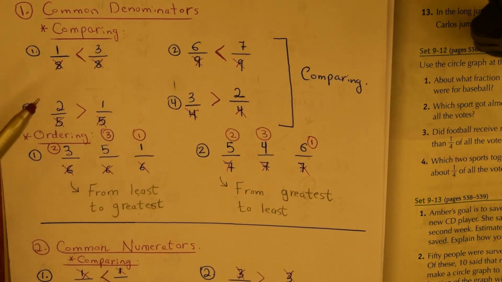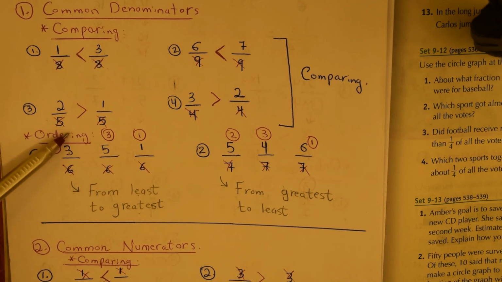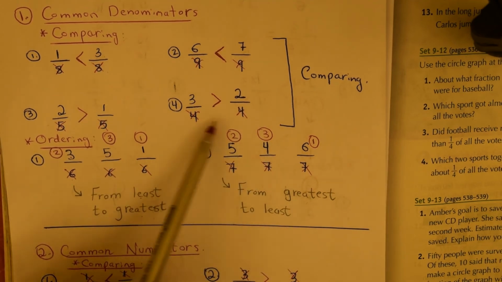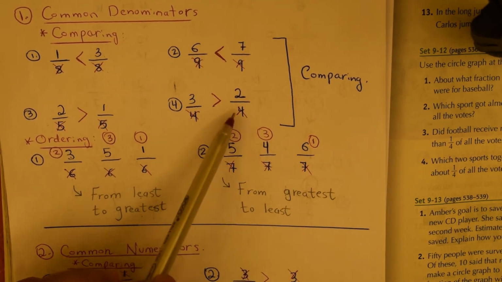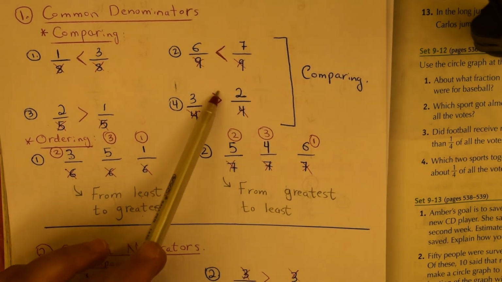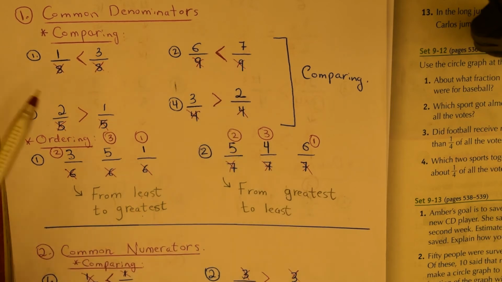For number 3 I have 2 over 5 and 1 over 5. I have common denominator. I will cross the 5s, then I will see which number is greater, 2 or 1. 2 is greater, then 2 over 5 is greater than 1 over 5. And for number 4 I have common denominators 4 and 4. I will cross them, then I will compare between 3 and 2. 3 is greater than 2, then 3/4 is greater than 2/4. Now this is for comparing.